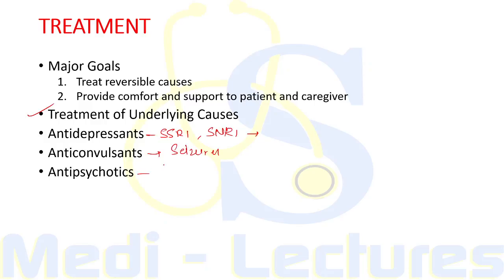Antipsychotics, especially quetiapine, can be used in a patient of dementia in a dose of 12.5 to 25 milligram daily, and this will help the patient get relief from agitation, aggression and psychosis.